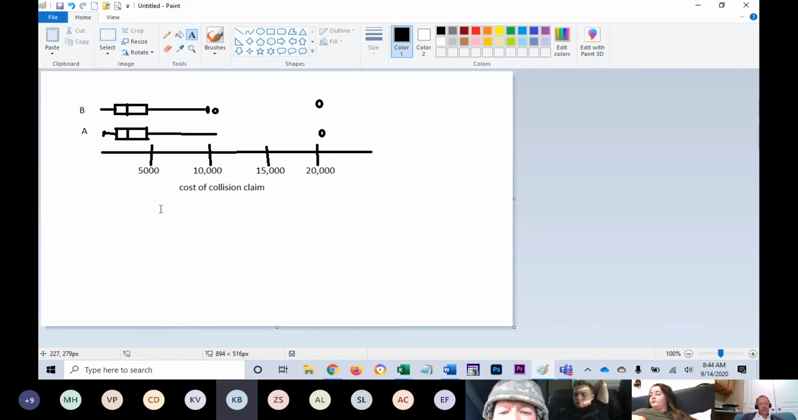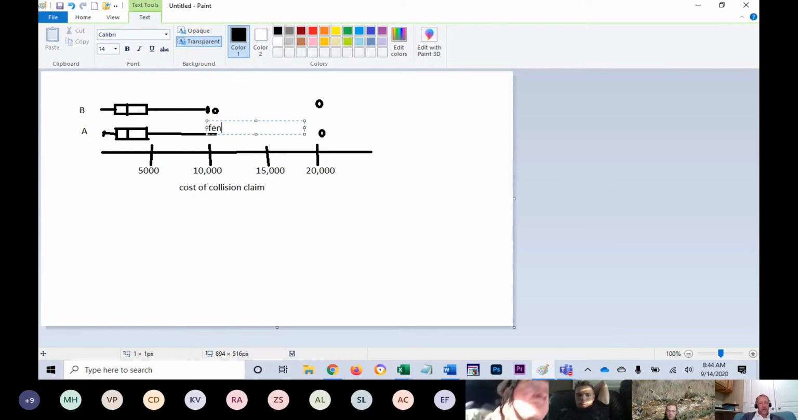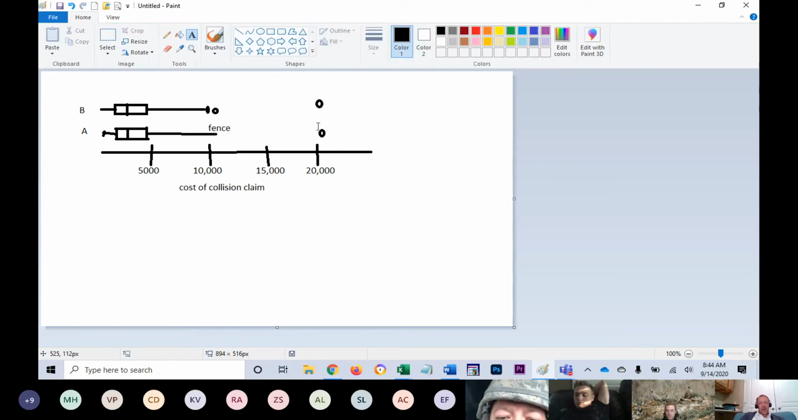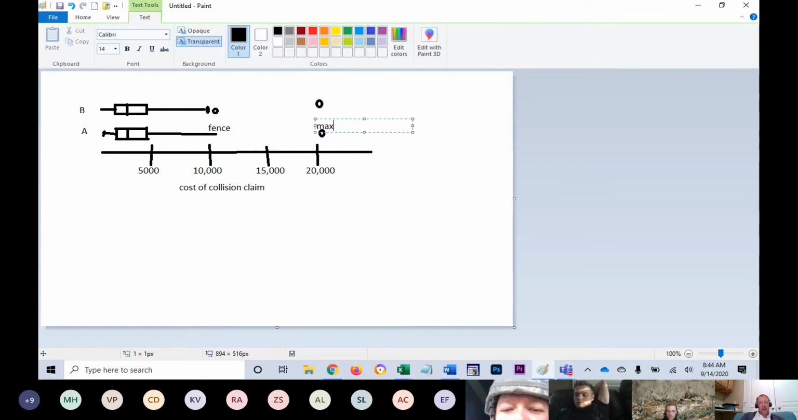Okay. So is that like the top whisker is the end of it, the max for A? Yeah, right there. Whisker, that's not the max. That's the fence. Fence. Okay. And maybe here I'll just add a thing here. So this is the fence, and this is the max.